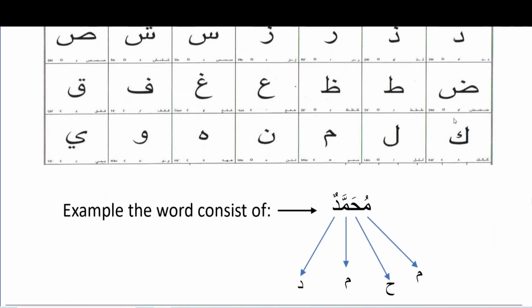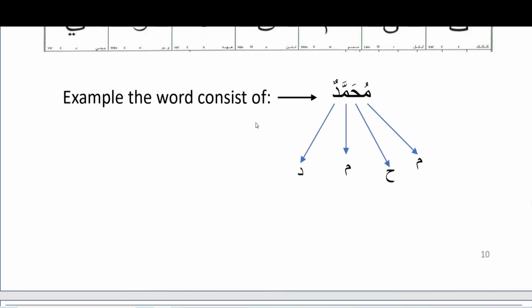Example, the word Muhammadun consists of mim, ha, mim, dal. Am I right to say? We have mim, ha. Actually, we have two mims.